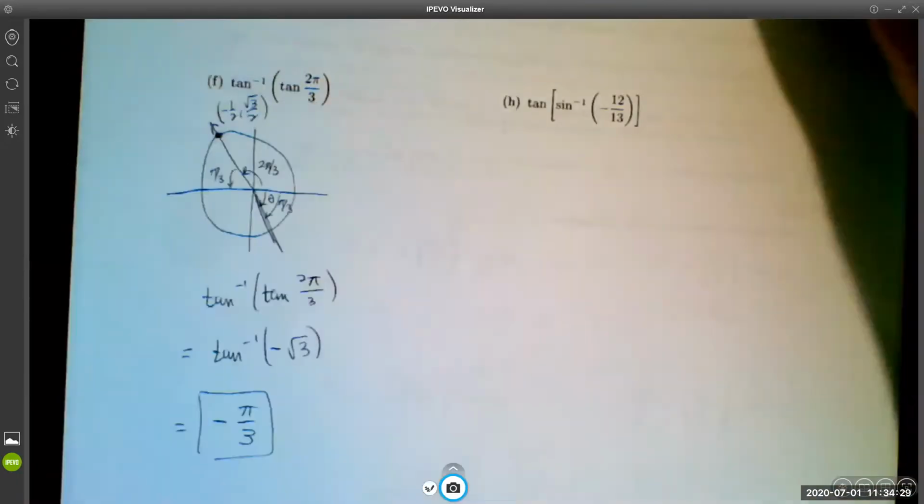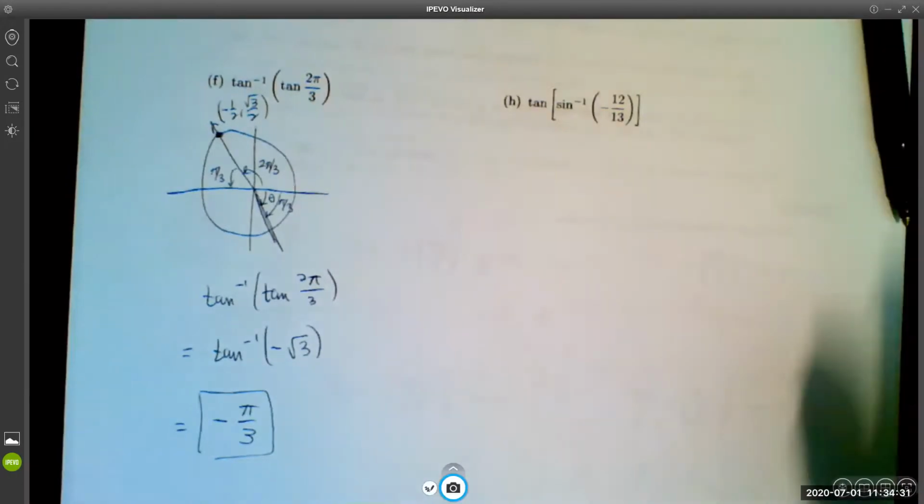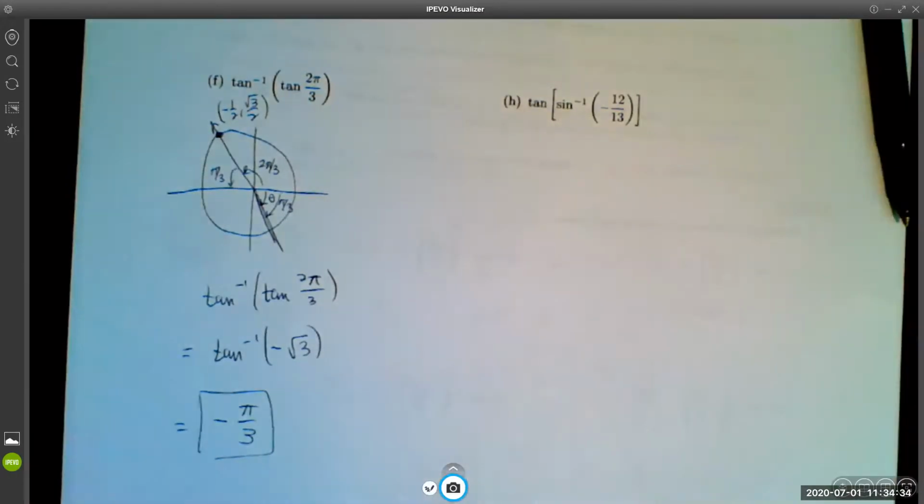But again, you can verify this on your calculator. So we could say something like, well, let me make sure I'm in radian mode real quick.